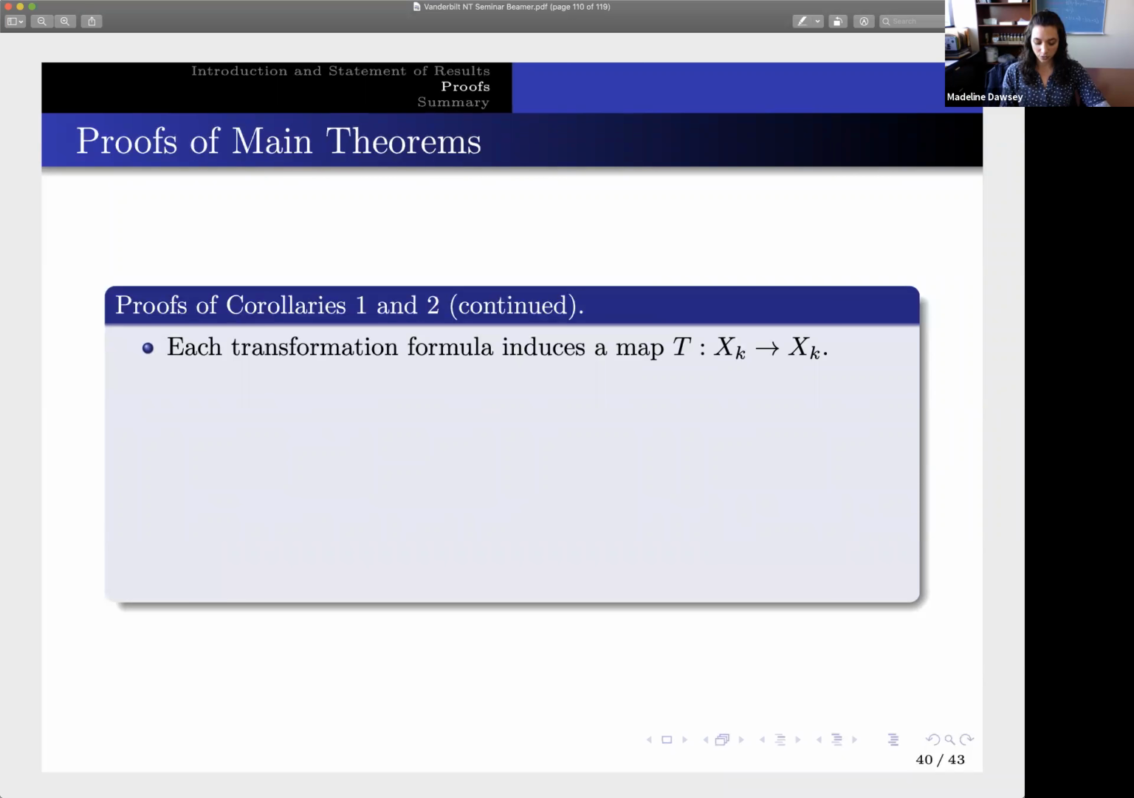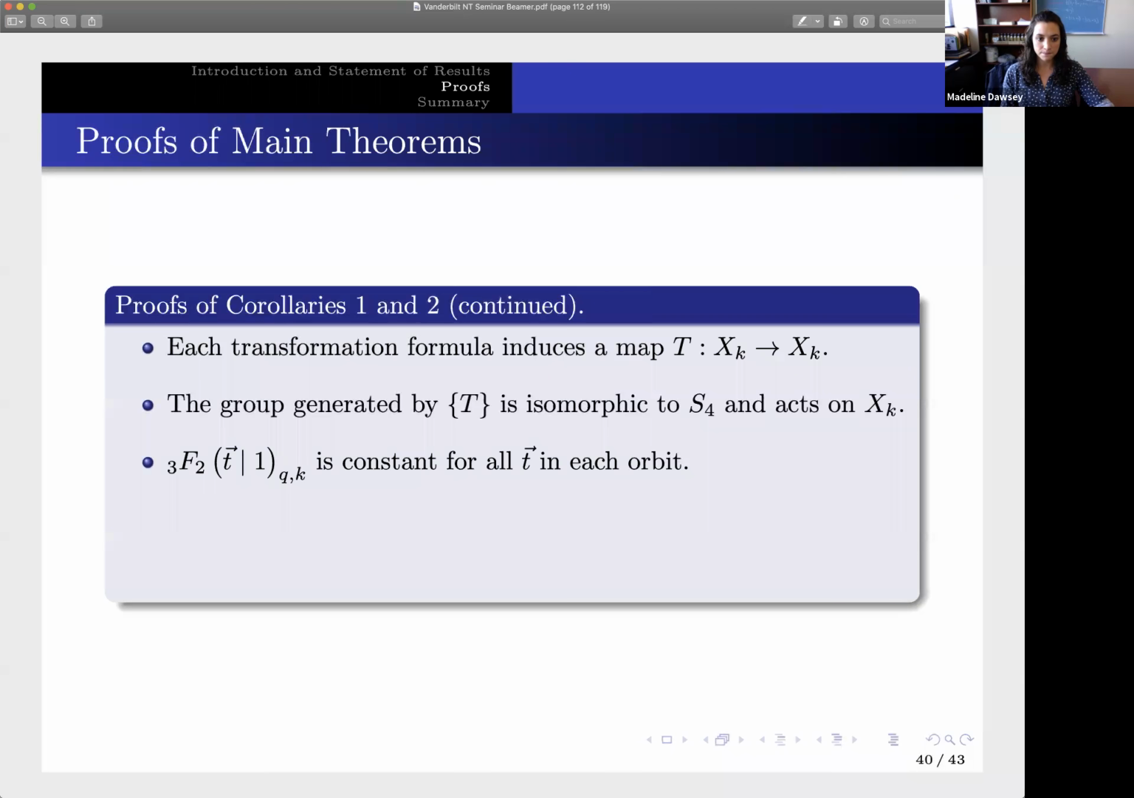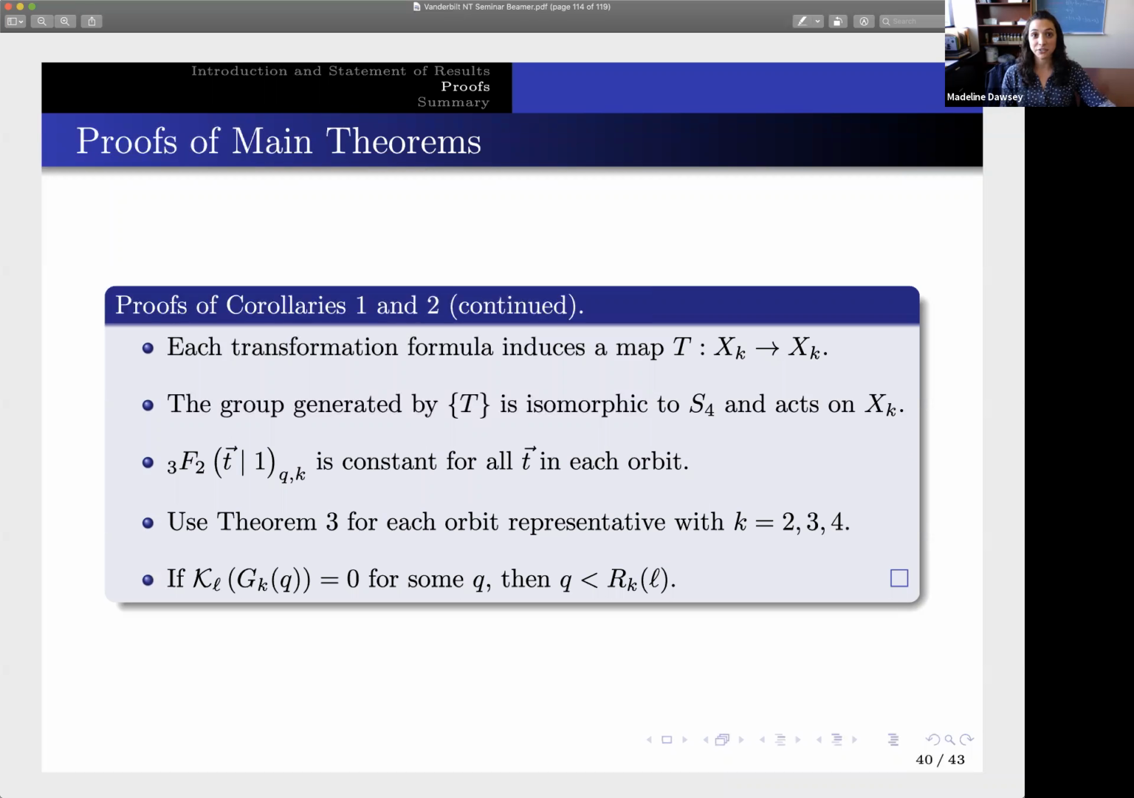And so here's just a quick bullet point list of the rest of the proof. Each transformation formula for the hypergeometric functions induces a map from XK to itself. XK is that set of the T1, T2, T3, T4, T5. The group generated by that looks like S4 and it acts on XK. And that hypergeometric function evaluation is going to be the same for all T in each orbit. And so you only have to do it for each orbit representative. And that's how we calculated it. So it took a good bit of work to actually evaluate these things.